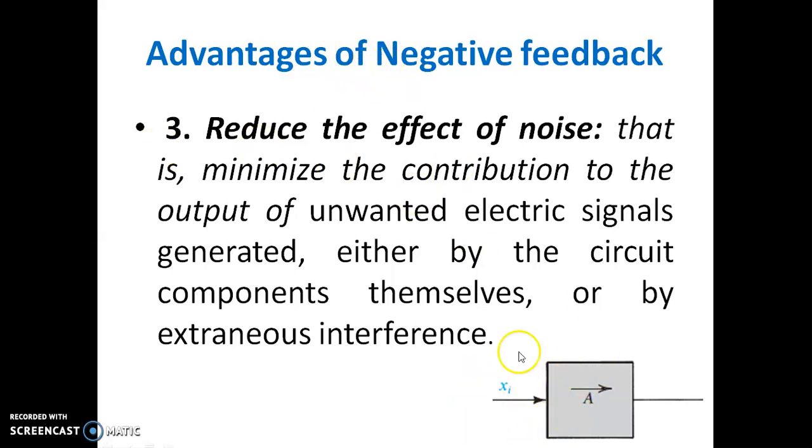Using negative feedback, whatever noise is being generated in the amplifier, or which is coming from an external source, will actually be reduced. We're going to prove this in an example: how negative feedback reduces the noise level, or increases the signal level at the output voltage.